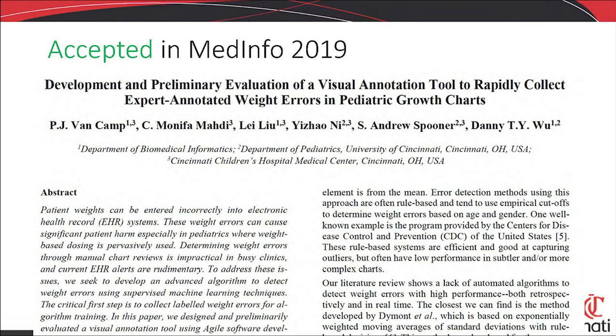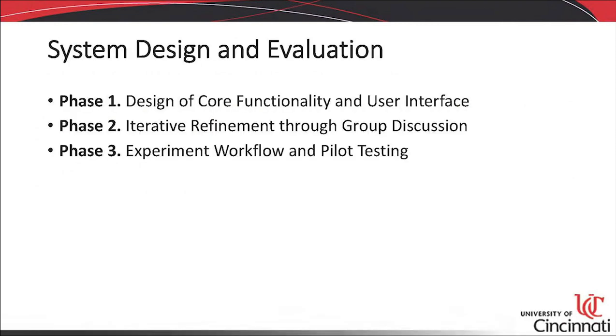So how do we develop that VAT? Basically, it's a phased development. Phase one, sit down with the experts and do a co-design process. Then phase two, some iterative refinement with a group discussion, and then phase three, to experiment and have preliminary user testing with the potential users.